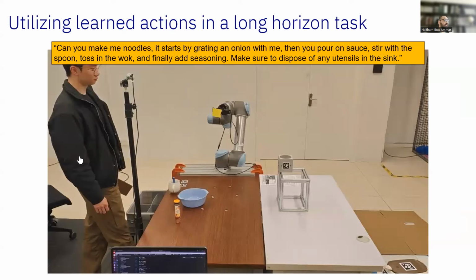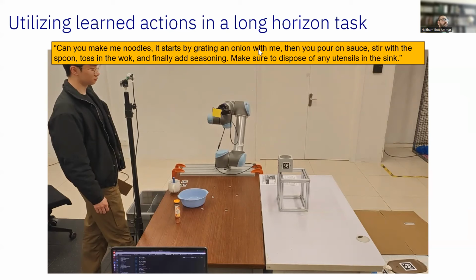So Yiwei, let's say he's a non-expert user, and he came and said, I want to make noodles, but my robot does not know how to make noodles. So the first thing he did is he came and taught some skills that are needed to make noodles via kinesthetic teaching. The robot took this and added them to its atomic action library via an LLM. Then after that's done, Yiwei comes and says, hey, can you make me noodles?